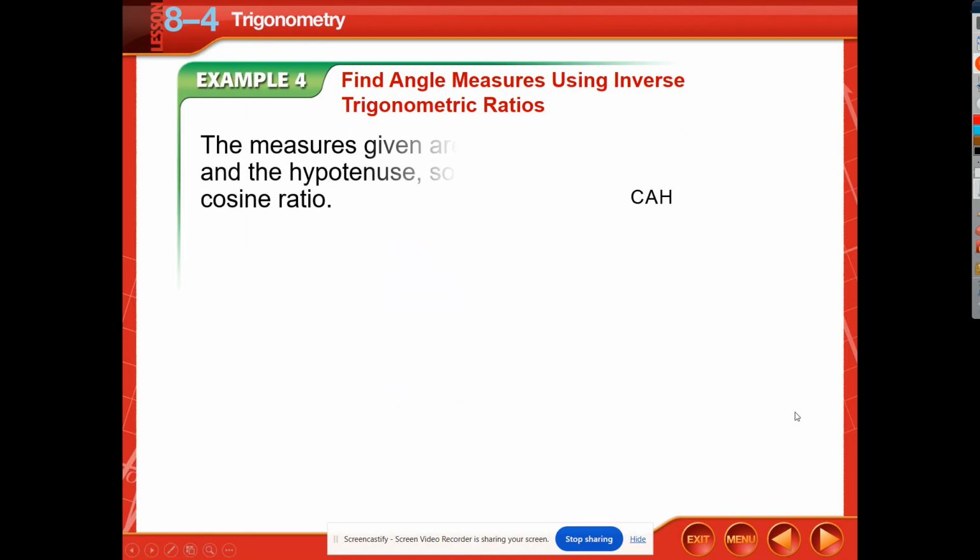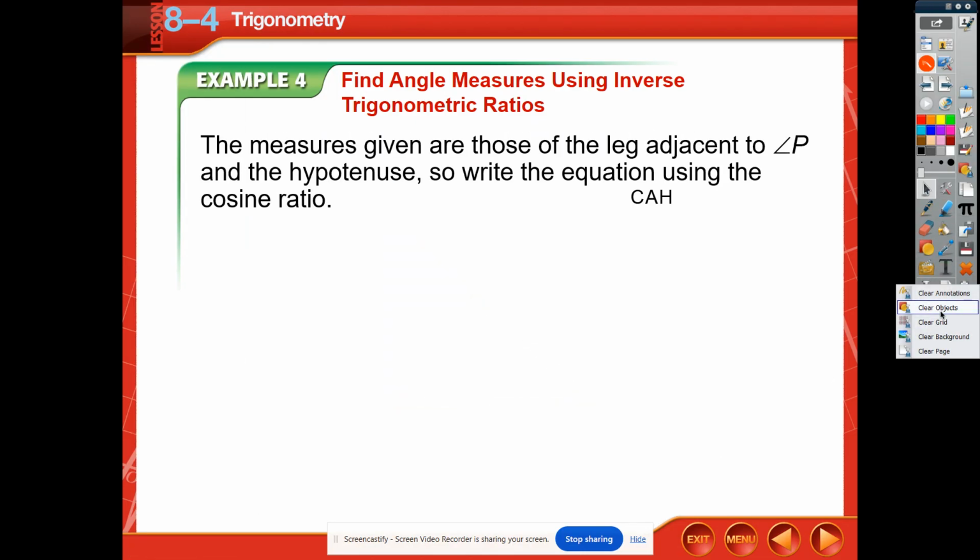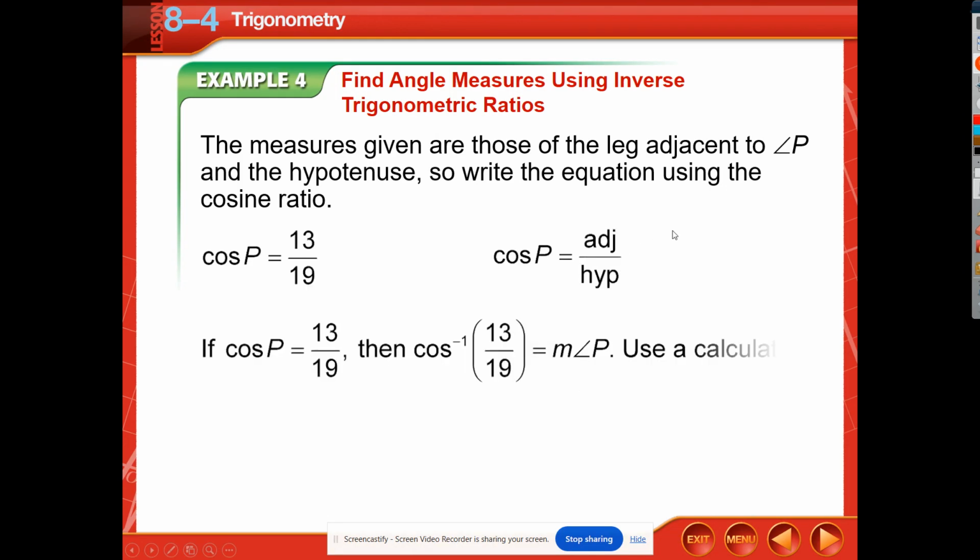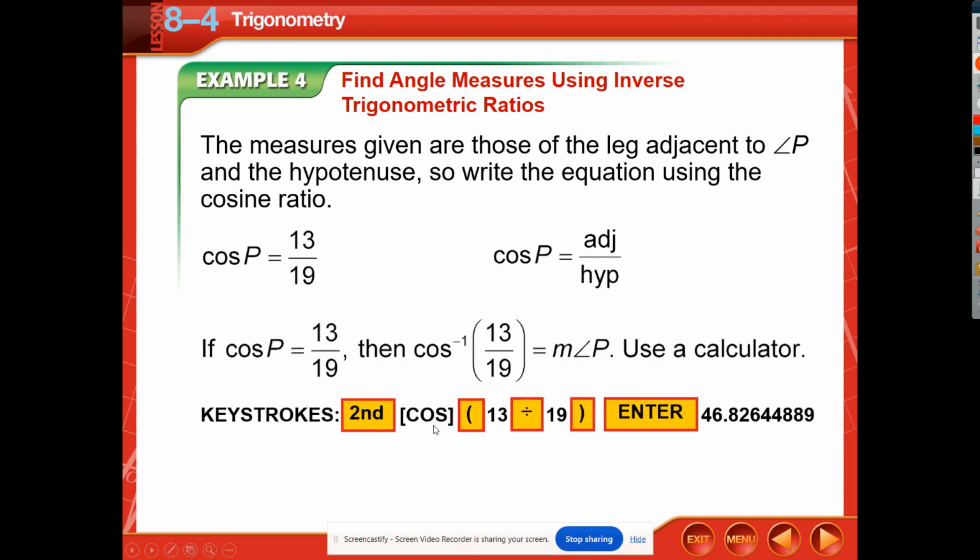Let's check our work. So we have to use cosine. We're going to use cosine inverse of 13 over 19. Use a calculator. This goes through and tells you which buttons to push.